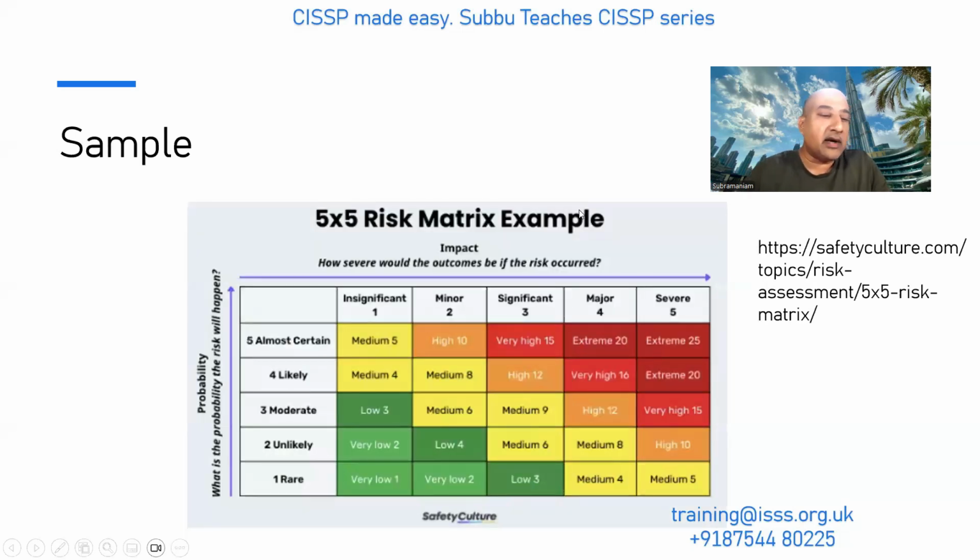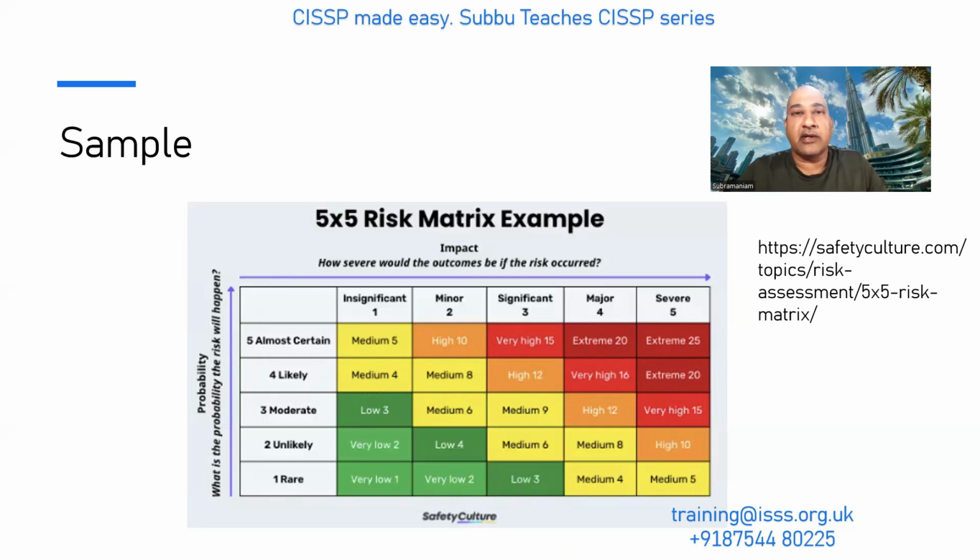This is called a risk matrix, which I have taken from safetyculture.com. The URL is given here. Ideally, an organization should have this risk matrix: insignificant, minor, significant, major, and severe. On the left-hand side, you have the row titles as probability, and the column header on the top is impact: insignificant, minor, significant, major, and severe. The probability levels are rare, unlikely, moderate, likely, and almost certain.